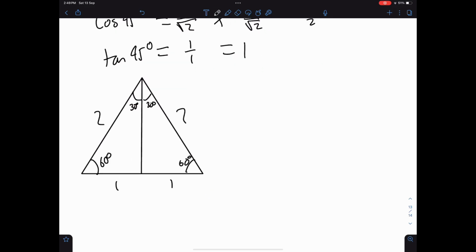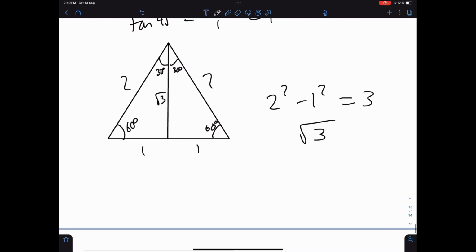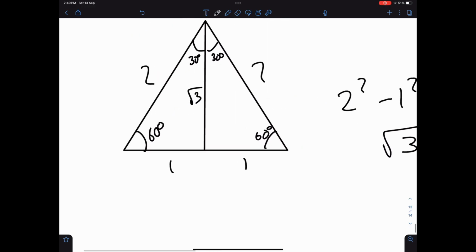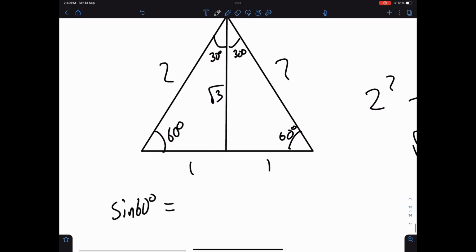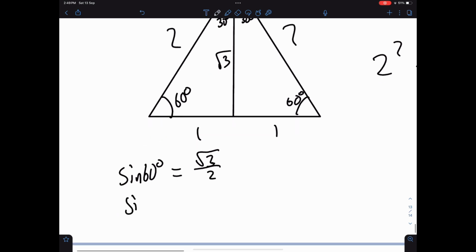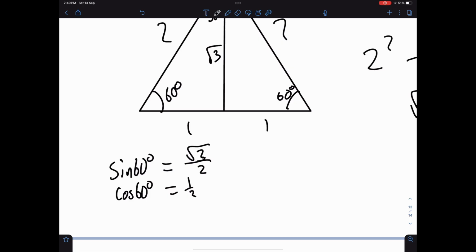I'll do an equilateral triangle with side lengths of 2. Sorry guys, so that's 3, then this will make this root 3. And so now we can try and do the sine, cosine of 30 and 60. So let's do 60 first. Sine of 60 degrees, and this will be opposite, so the root 3 over the hypotenuse, which is 2. Then cos of 60, let's see, adjacent over hypotenuse, 1/2, that's good.